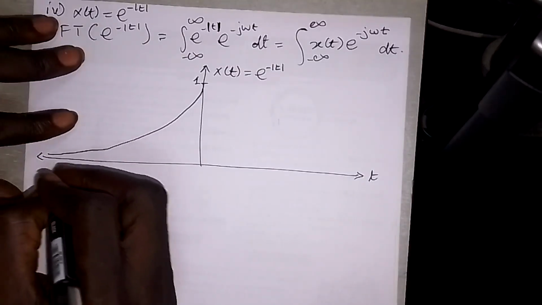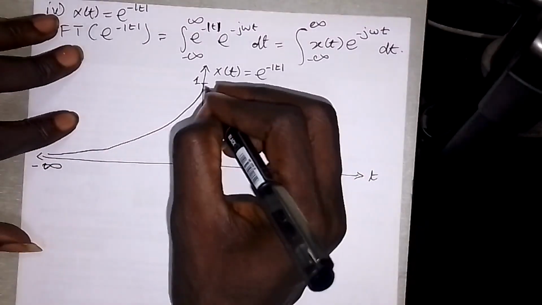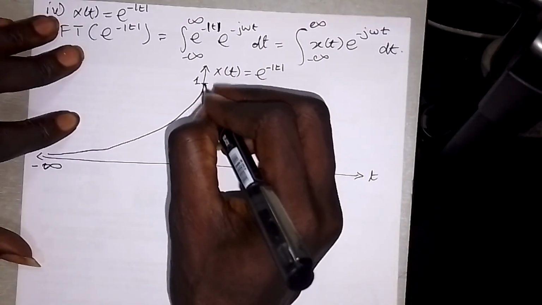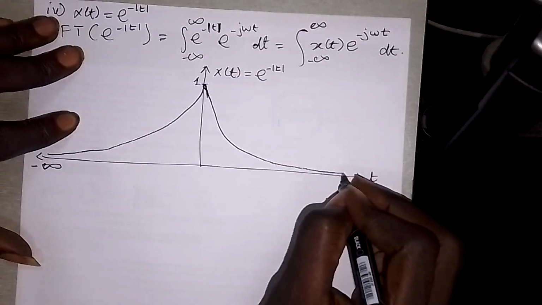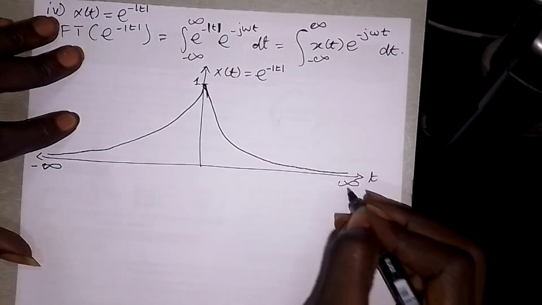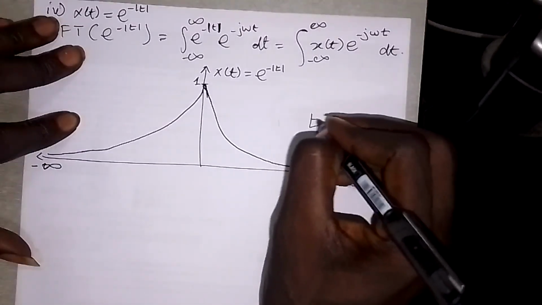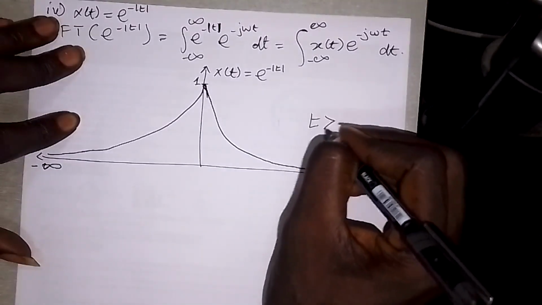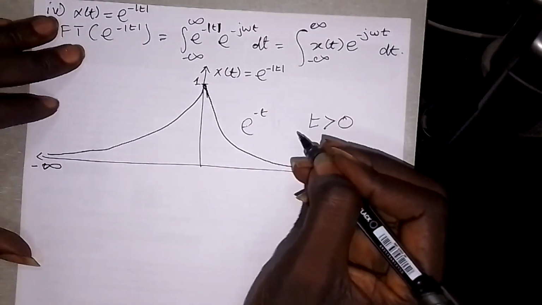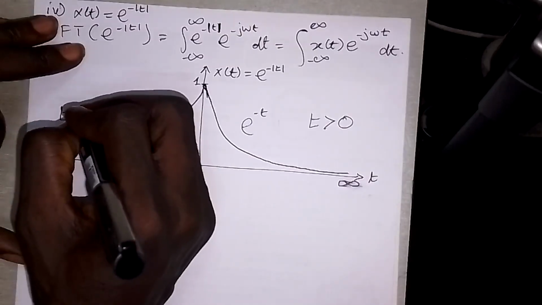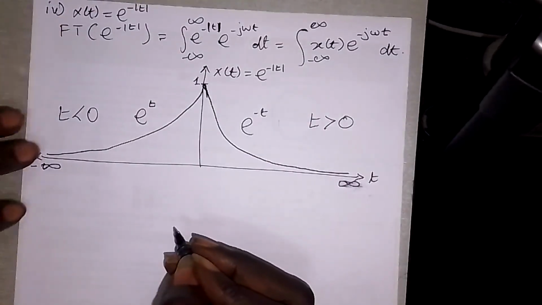Close to the x-axis, but it will not touch it, toward minus infinity, and the other part will be like this. Close, but it will not touch, toward positive infinity. So this part is where t is greater than 0, the positive part, and this part is where t is less than 0. And this part, the graph is like this.